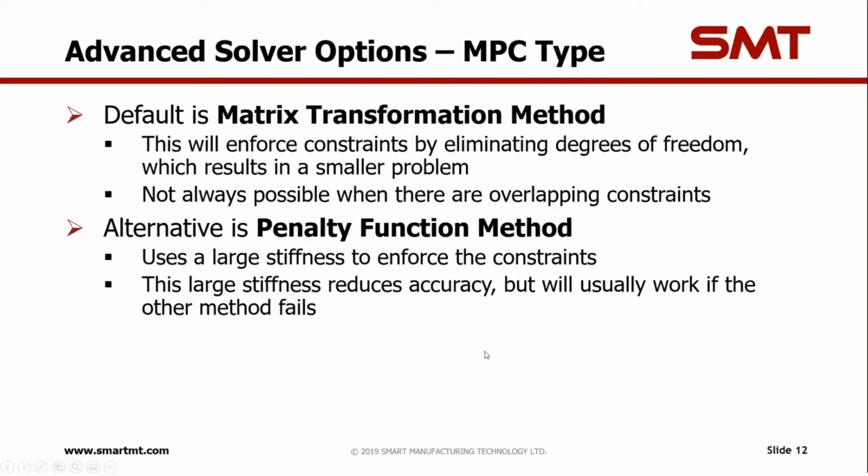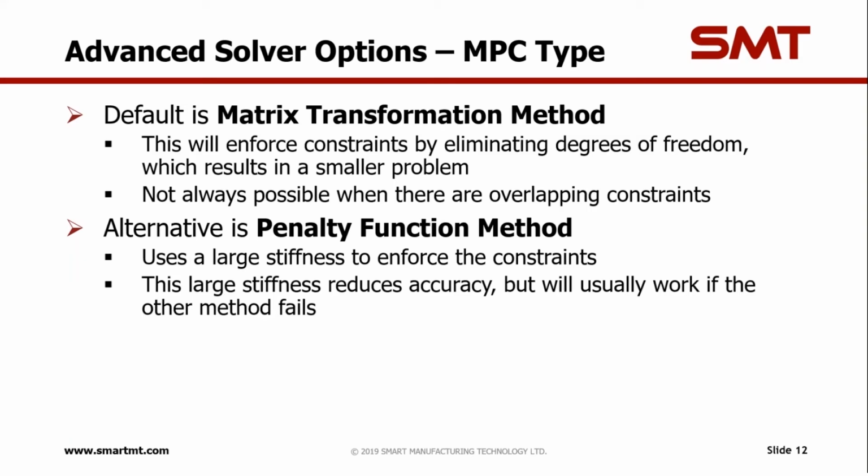Another option under advanced solver is the MPC type. The default is the matrix transformation method. This is the most accurate one. It will enforce the constraints by eliminating degrees of freedom, which results in a smaller problem, which is better. But it's not always possible. If you've got more than one constraint that is sharing nodes, then it's not always possible to do this process.